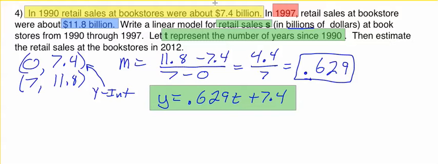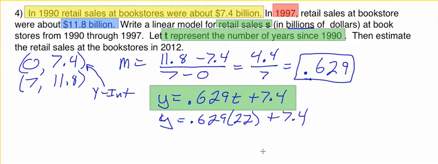And it says, then estimate the retail sales for 2012. 2012 would be when t would be 22. So we want to substitute in 0.629 times 22 plus 7.4. So 0.629 times 22 plus 7.4 gives us 21.238 billion.